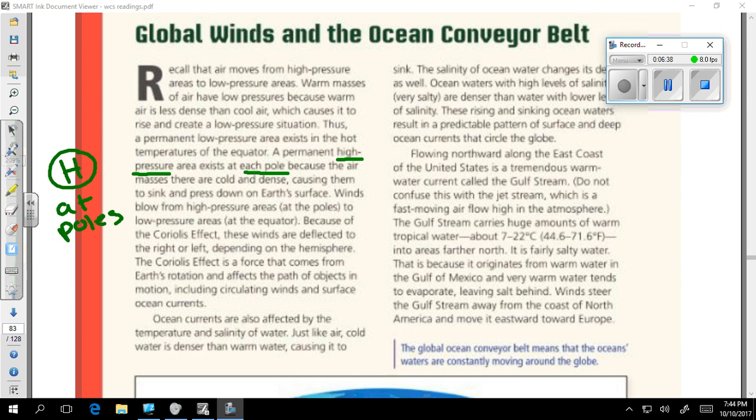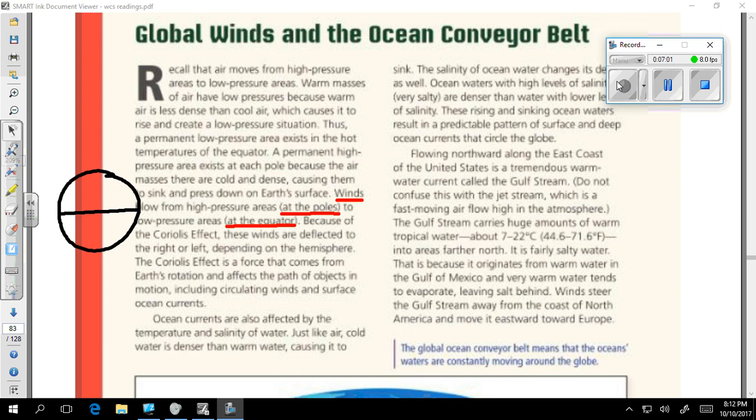So at the equator it's warm, air is rising, you have a low pressure. At the poles it's cold, air is sinking and pushing and it's going to have a high pressure. Also remember that air always goes from high pressure to low pressure.